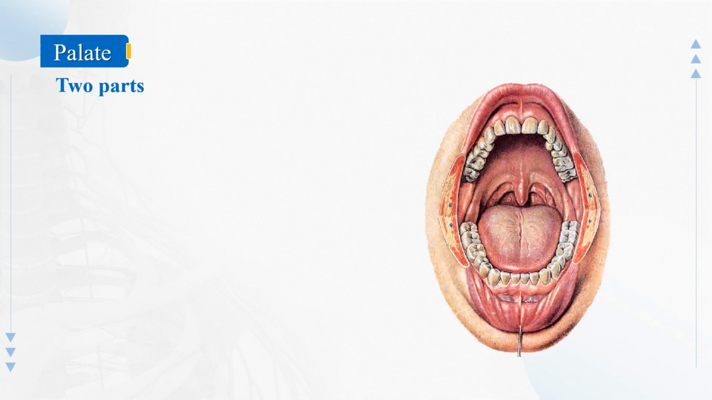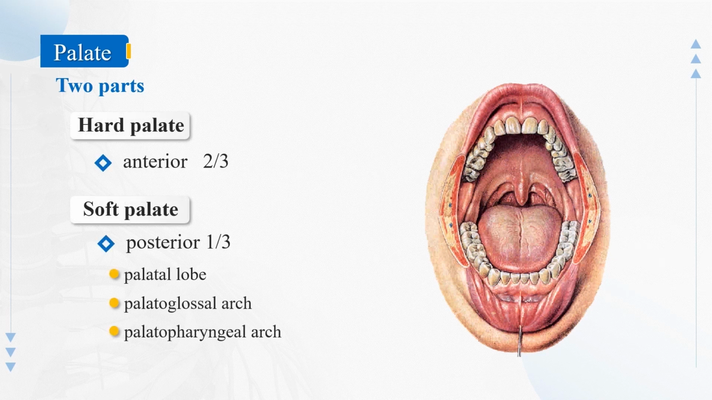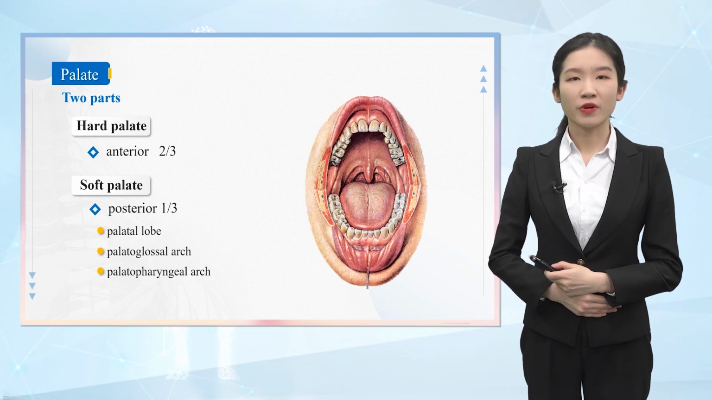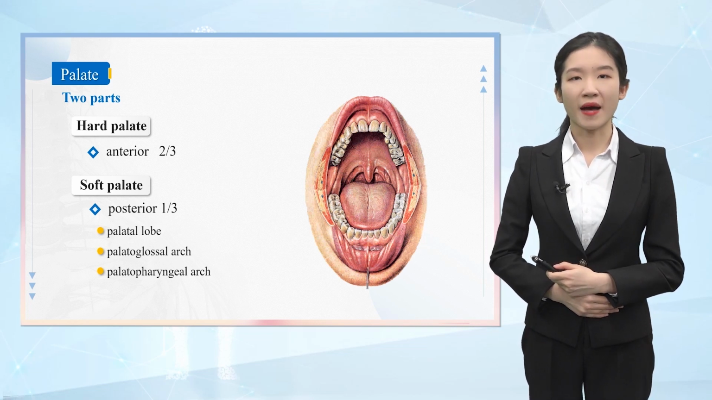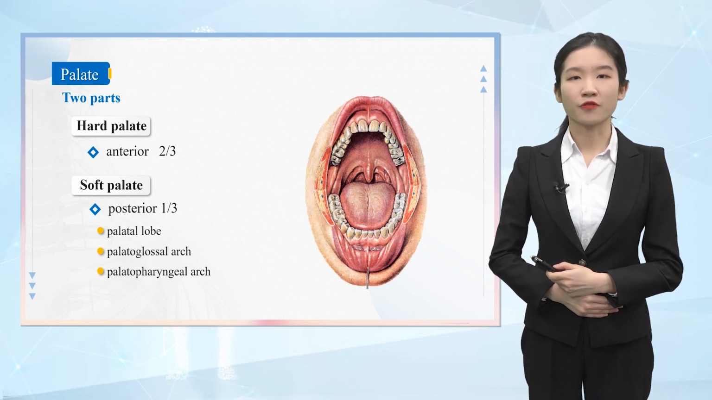Now let's talk about the palate. It has two parts, the hard palate and the soft palate. The hard palate is located in the anterior two-thirds of the palate. The soft palate is located in the posterior one-third of the palate. There are three main structures in the soft palate: palatal lobe, palatoglossal arch, and palatopharyngeal arch.